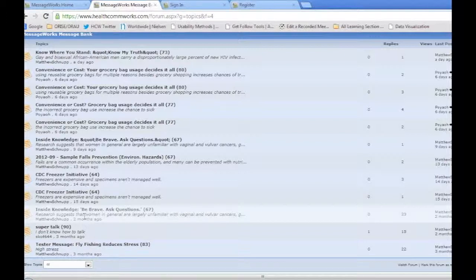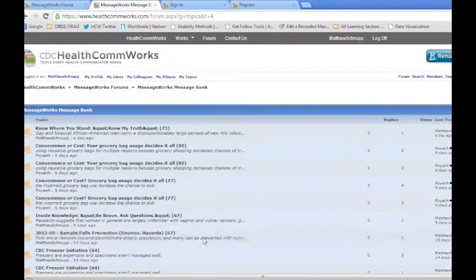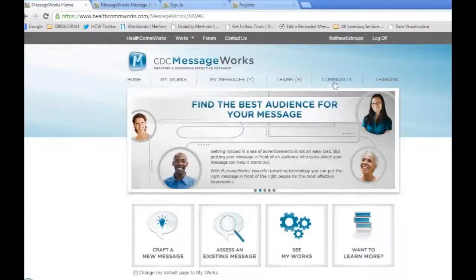So that second word that Dr. Keller mentioned in terms of why MessageWorks is effective, the collaborate, this is your area for engaging other individuals who you might not have ever had any contact with and working together to create better messages. So that's all contained within this community link here.